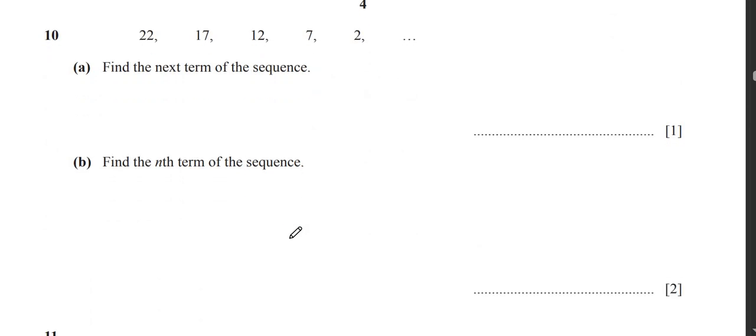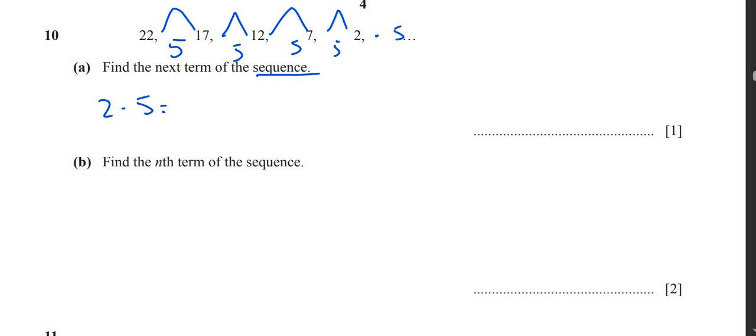Question number 10, you have to find the next term of the sequence. So look, what's the difference between the terms? The difference is 5. Whenever the difference is the same, we use a formula. Right now you don't need to use the formula actually. You will just subtract this with 5. It's negative 5. So 2 minus 5, that's negative 3.